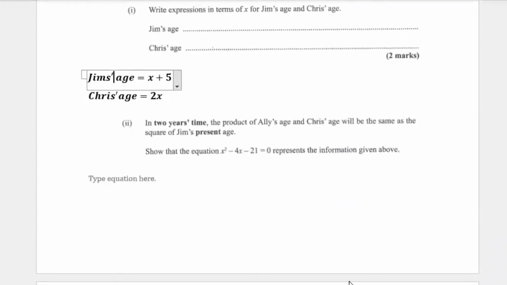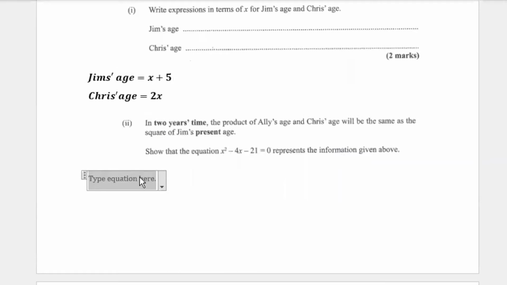Part 2 now says, in 2 years' time, and I think this is where the challenge came, probably the first challenge on this paper. It says in 2 years' time, the product of Ali's age and Chris's age will be the same as the square of Jim's present age. And they want us to show that the equation x squared minus 4x minus 21 is equal to 0 represents the information. So we are proving this quadratic formula right here.